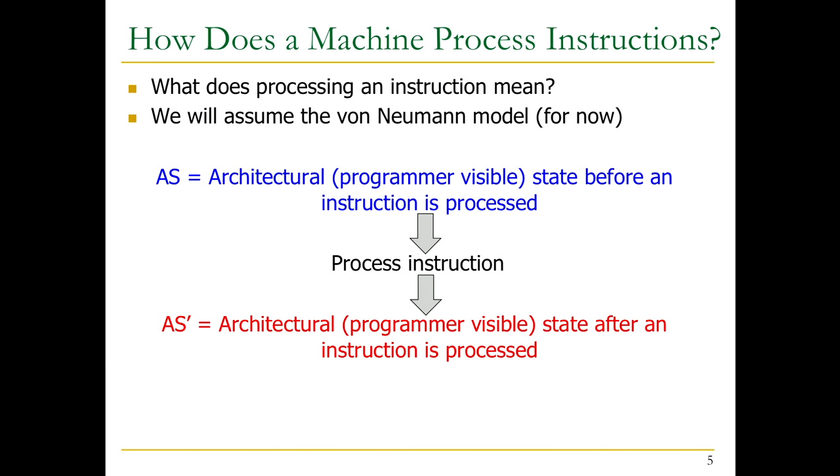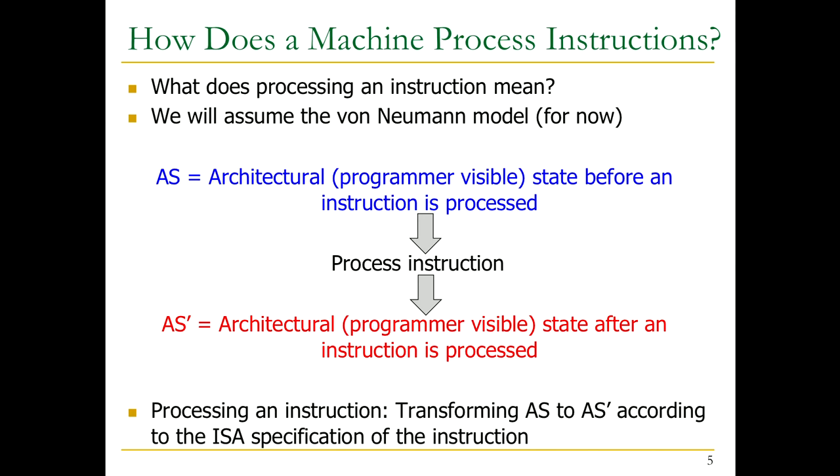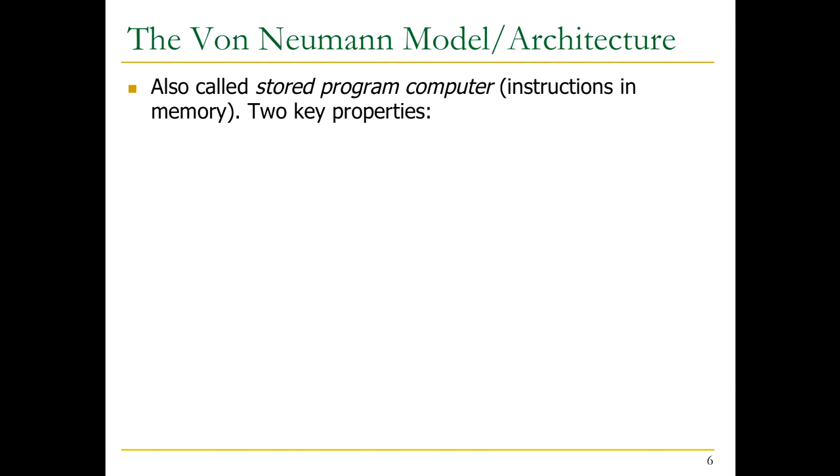And program counter in the von Neumann model, if you have this kind of instruction, an operate instruction, not a J-type instruction, not a branch, program counter is implicitly incremented, right? You increment the program counter by 4 in MIPS. Well, the reason is it's implicitly assuming sequential processing, right? Basically, processing an instruction means you transform the architectural state to architectural state prime according to the specification of the instruction in the ISA.